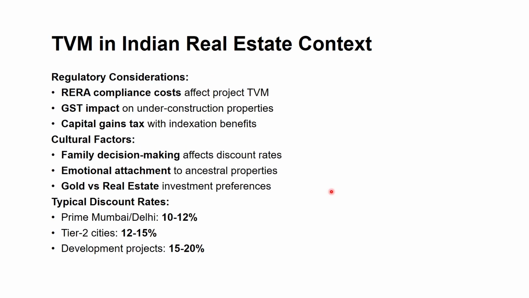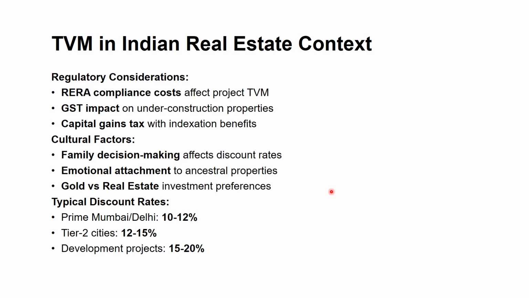Then coming to TVM in the Indian real estate context. Indian real estate has unique characteristics that affect TVM analysis. RERA compliance adds cost to development projects and affects cash flow timing through escrow requirements. GST impacts under construction property purchases differently than ready properties. Capital gain tax with indexation benefits affects exit decisions and net returns. Cultural factors also matter, and joint family decision making can complicate discount rate selection, and emotional attachment to ancestral properties may override financial analysis. So, you can clearly see that there are a lot of emotions dictating the decisions.